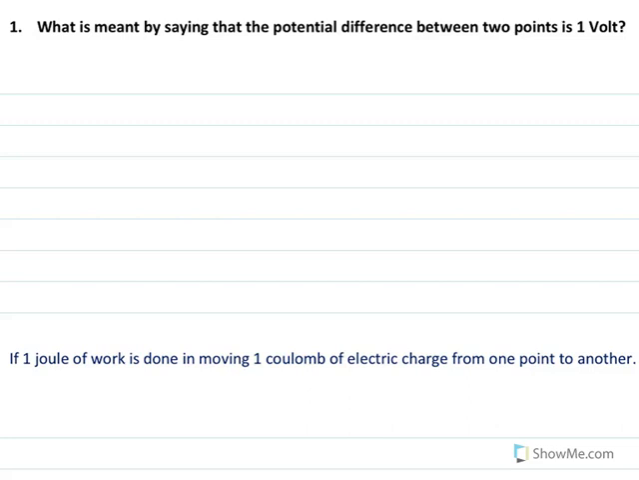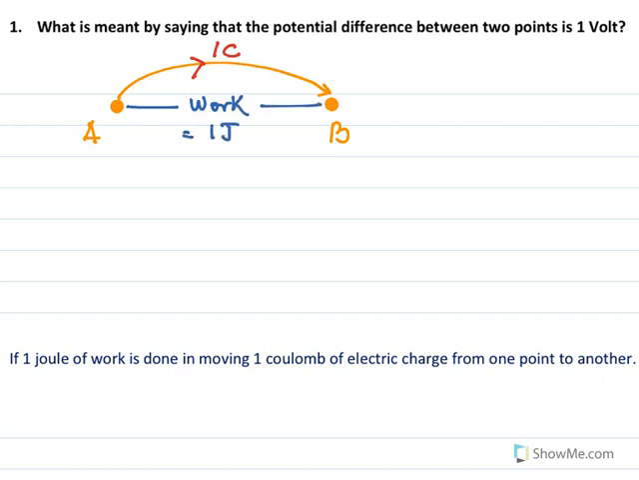What is meant when the potential difference between 2 points is 1 volt? Suppose I have a point A and a point B, and from point A to point B I move 1 coulomb of charge, and while moving 1 coulomb of charge I do work equal to 1 joule. Then the potential difference between A and B is equal to 1 volt.